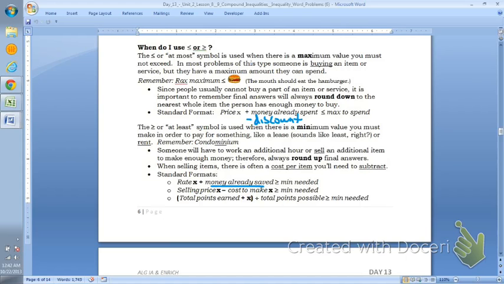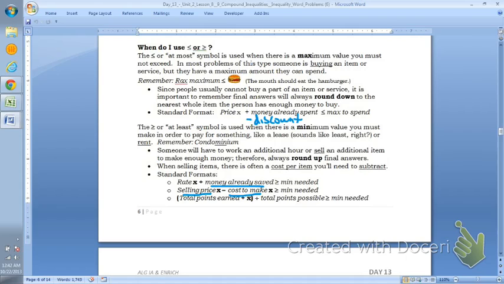Other times you'll be selling products. If you're selling a product, then you'll have your selling price times your variable, minus, there's that word cost, the cost that it takes to make it times your variable, is greater than or equal to, again, that minimum amount of money that you need to pay for your rent, your booth space, whatever the story problem might be.